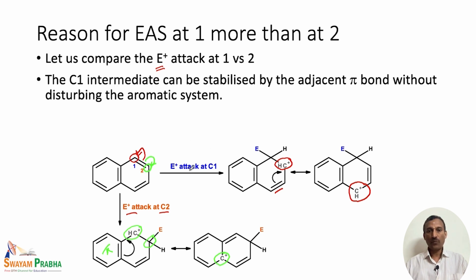So if we recall what we have discussed so far, if the electrophile attacks at position number 1, then that particular carbocation, that is the carbocation at position number 2, can be stabilized by the adjacent double bond. So this adjacent double bond is shifted to the neighboring position, so that the carbocation is formed at this position. So this is what happens when the electrophile attacks at the C1 position. Now this pi electron system from the aromatic 6 pi electron system is not disturbed when the electrophile attacks the C1 position.